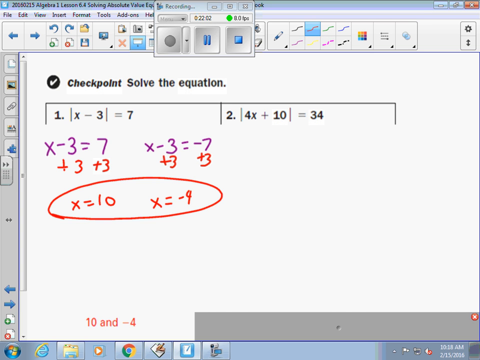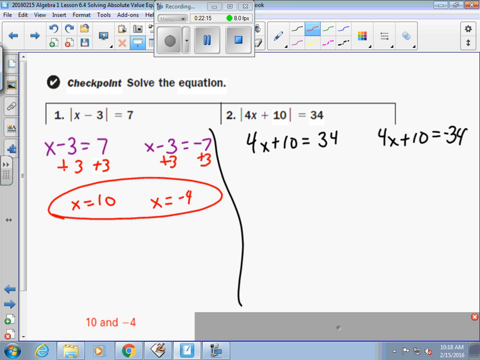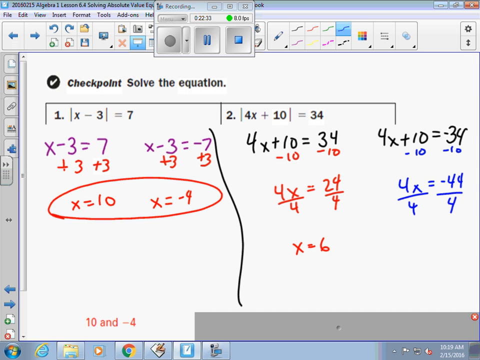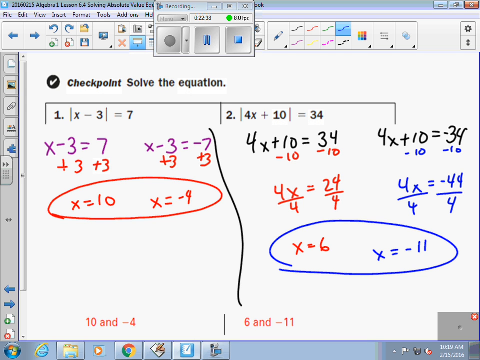Same thing with this one. Set it up as 2 separate problems. 4x plus 10 is equal to 34 and 4x plus 10 equals negative 34. Undo plus 10 by subtracting it on both sides. 4x equals 24. Undo 4 times by dividing it on both sides. X is 6. The other one, same thing, same step. Subtract 10. 4x equals negative 44. Divide by 4 on both sides. X is equal to negative 11. So x is 6 and negative 11.